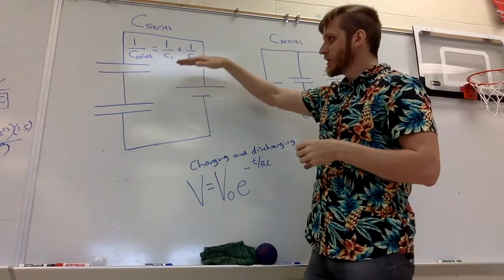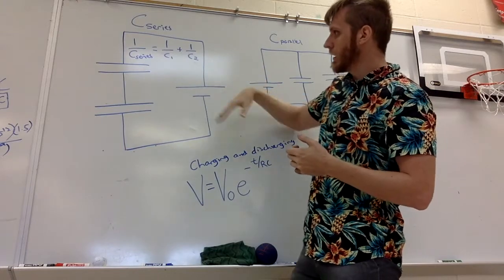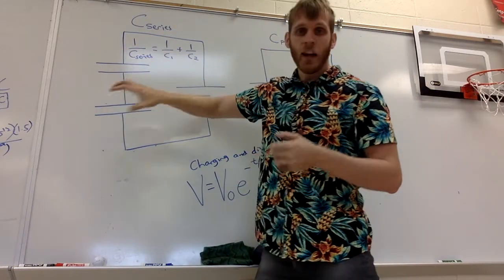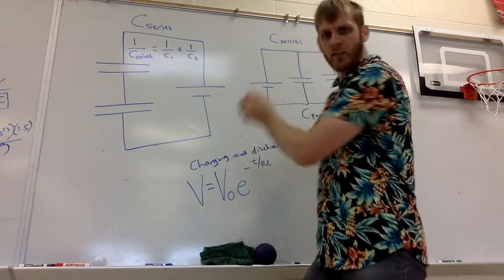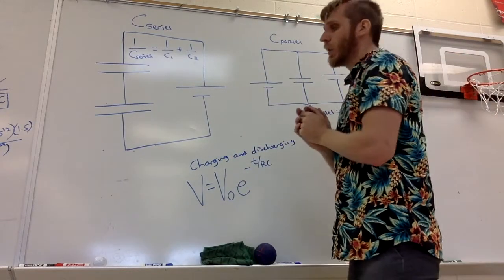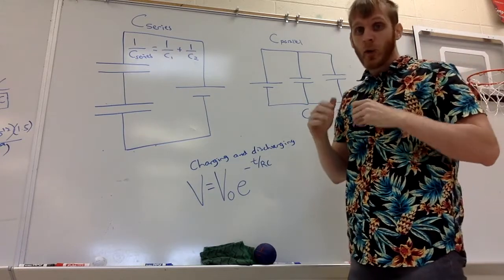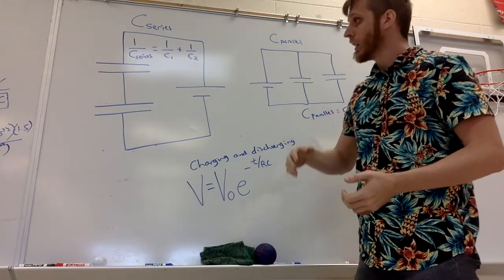So let's say those capacitors are wired up like this. There's a battery here, and there's a capacitor, another capacitor, and they're right next to each other, but there's a gap between them. They're in series. So what you do to figure out the total capacitance in series is very similar to resistors.